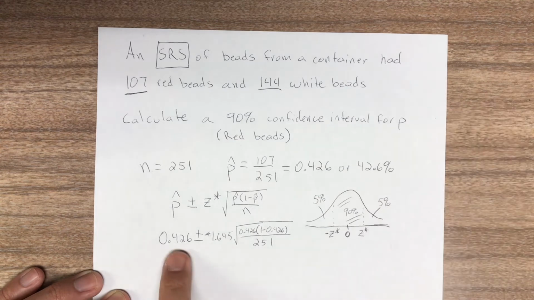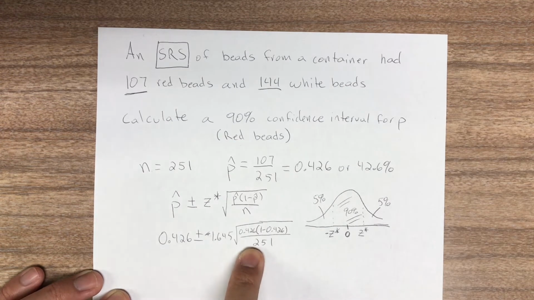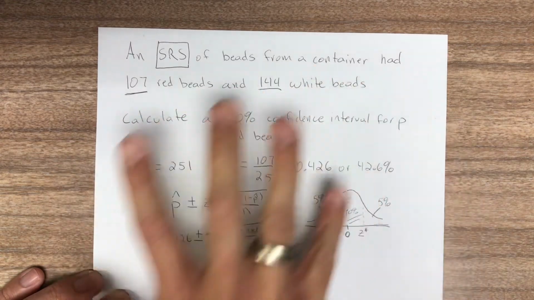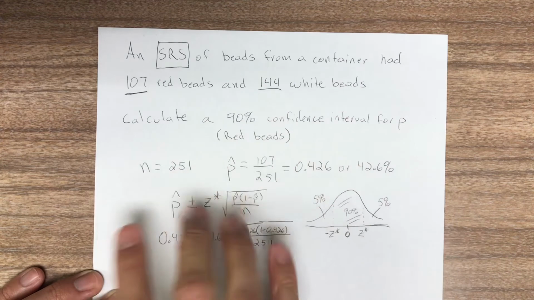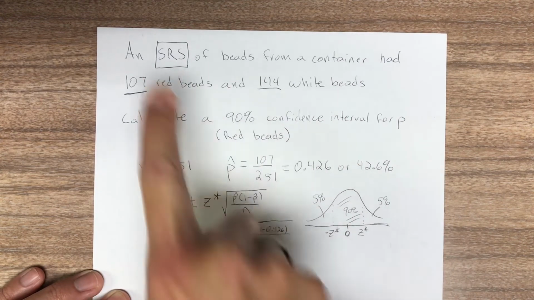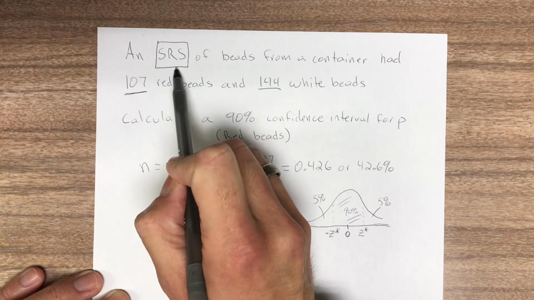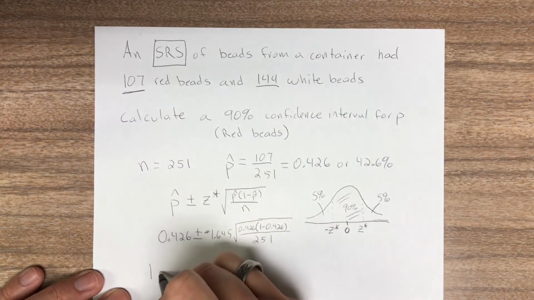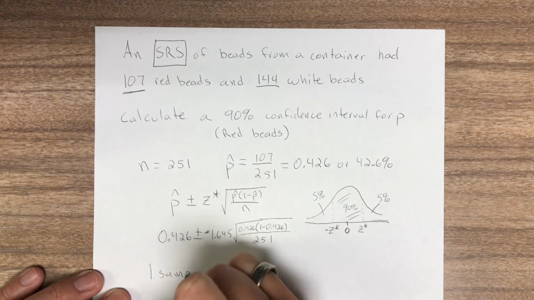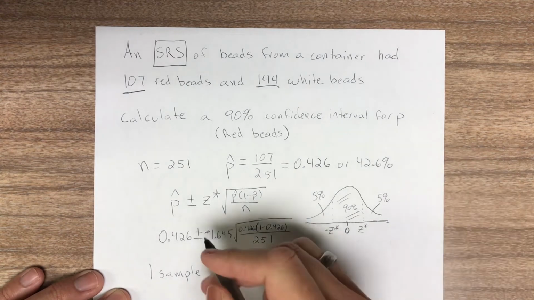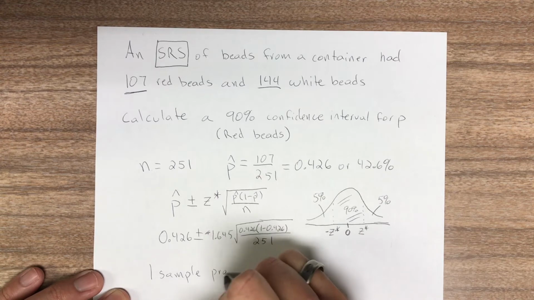Now, to find the confidence interval, there's a couple of things you have to understand. One of them, you have to know how many samples you are using to make your estimate. So we're using one SRS, one sample. And what are we looking for? We are looking for the true proportion. So we have a one sample proportion.